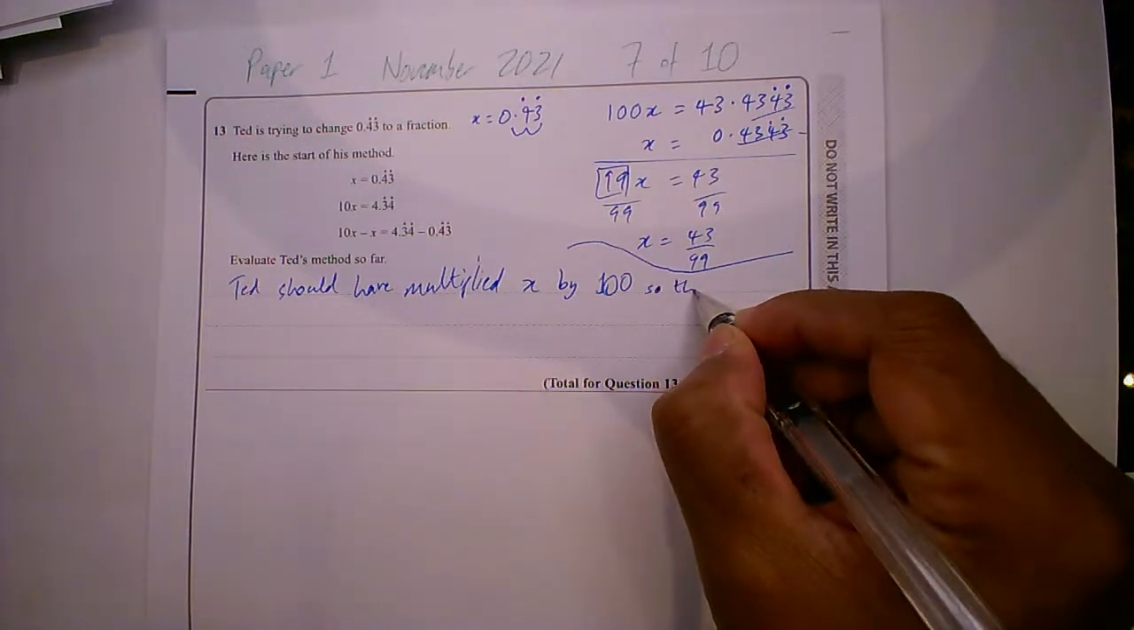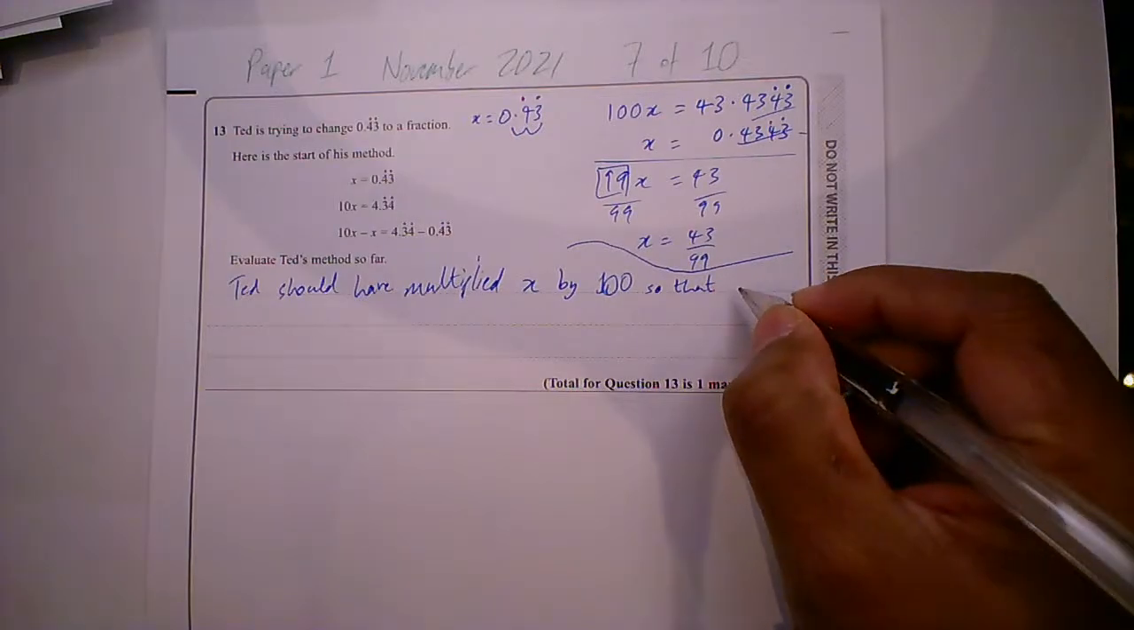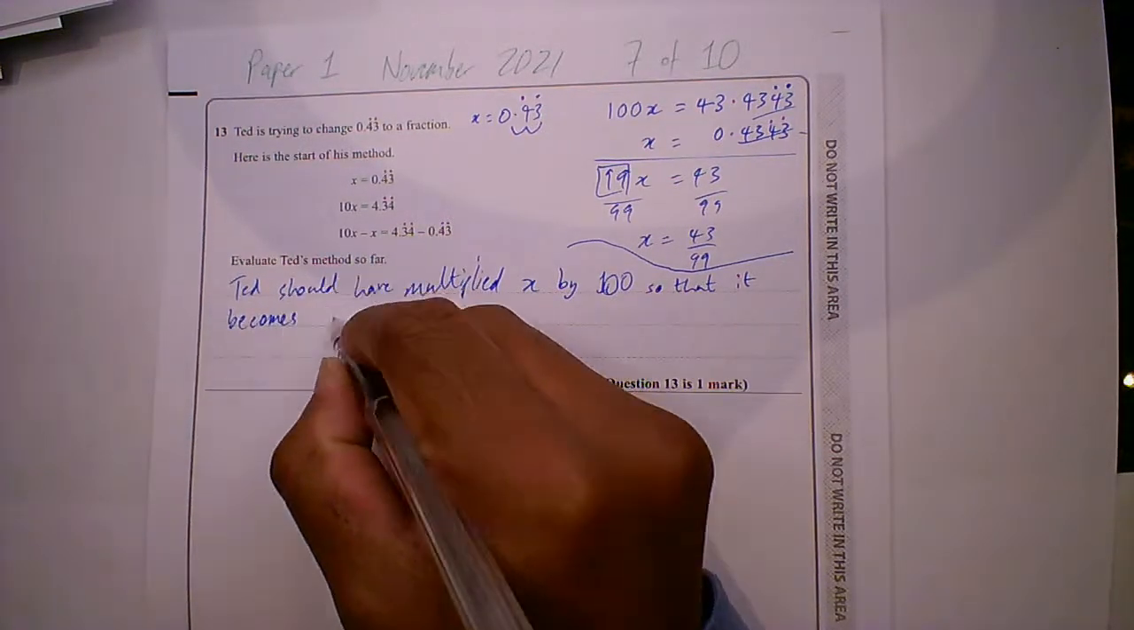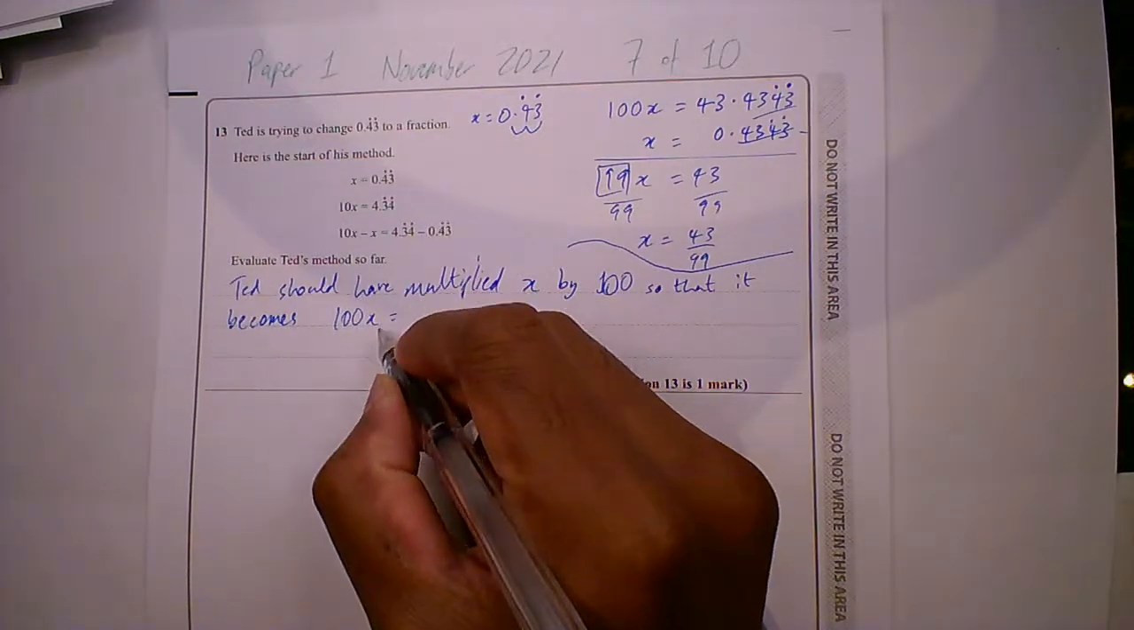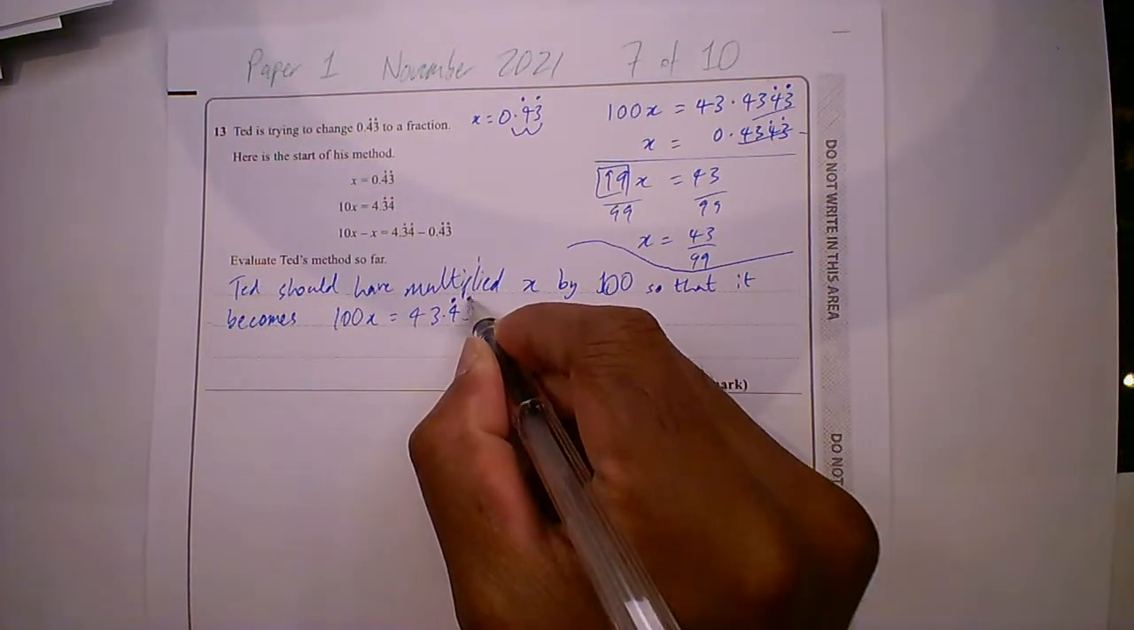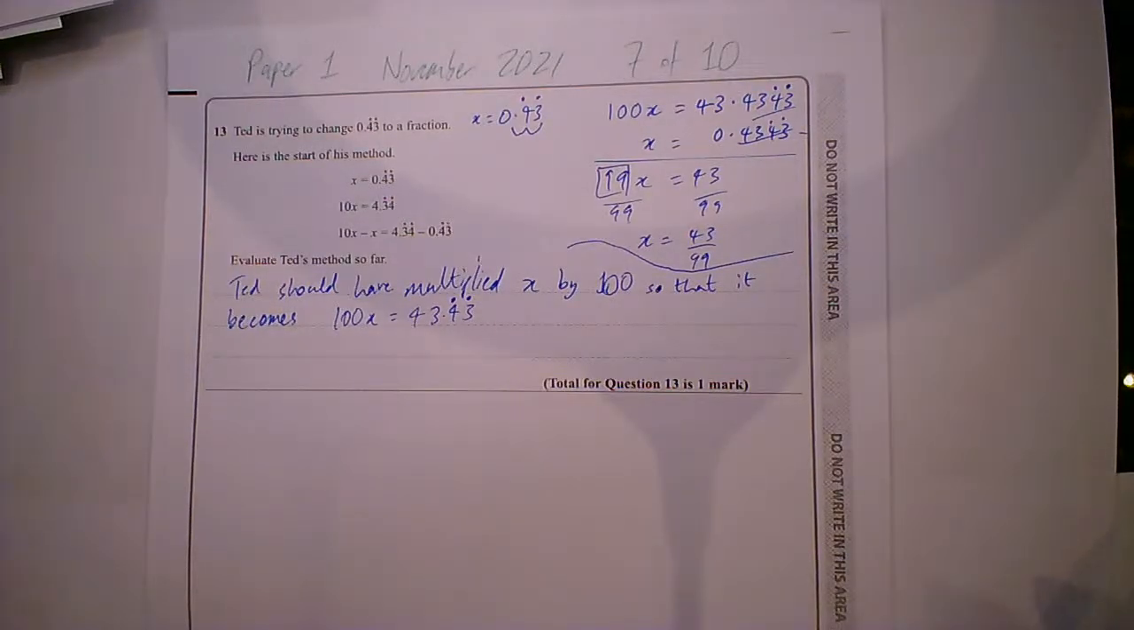So that it becomes 100x equals 43.43 recurring. Okay, and that's enough. So you've stated what he has made as a mistake, and that's your 1 mark.